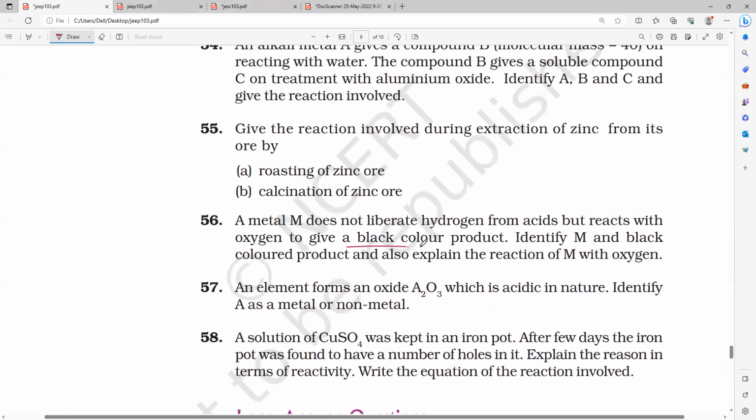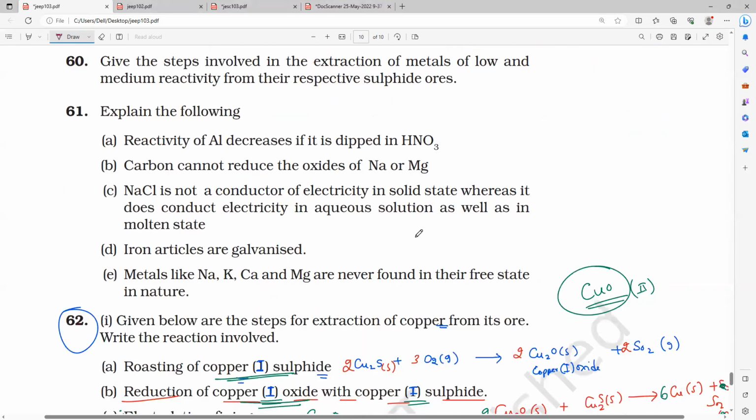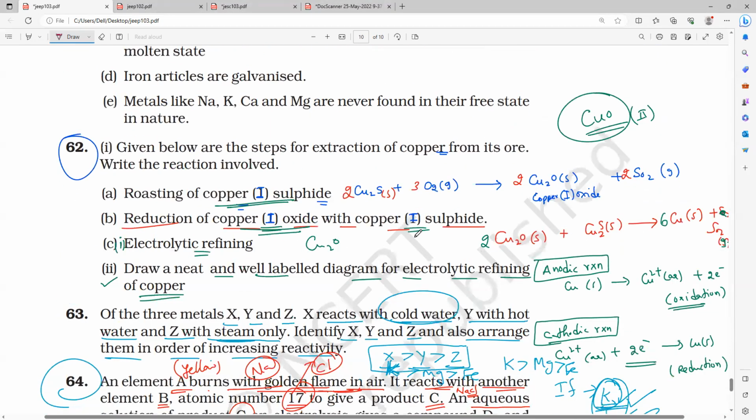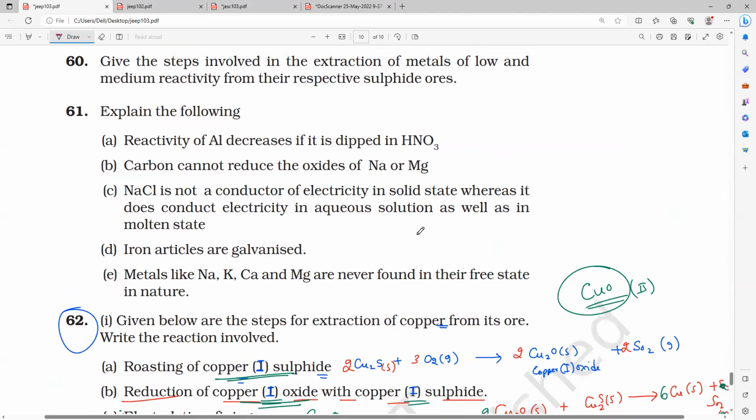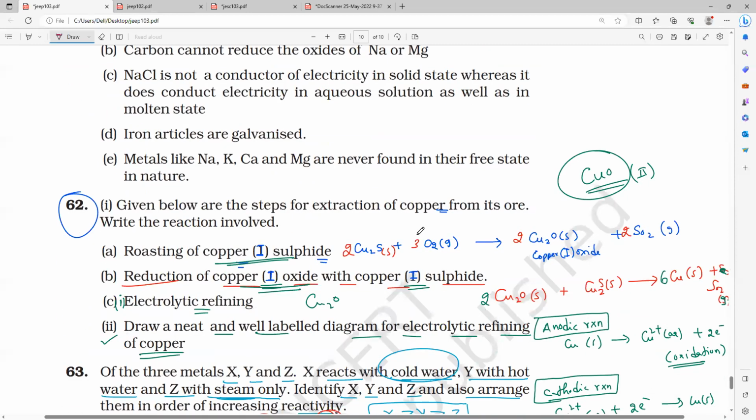See, here black color means copper oxide. Here copper 1 oxide. I don't know the difference between copper 1 oxide and copper oxide, then what is the use? So 100% you will make a mistake. That is why maintain clarity. Whatever you are studying, you have to be completely clear. Unless you are clear, you cannot go to the next one.